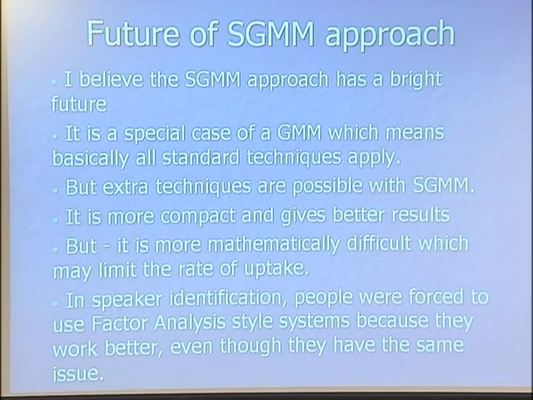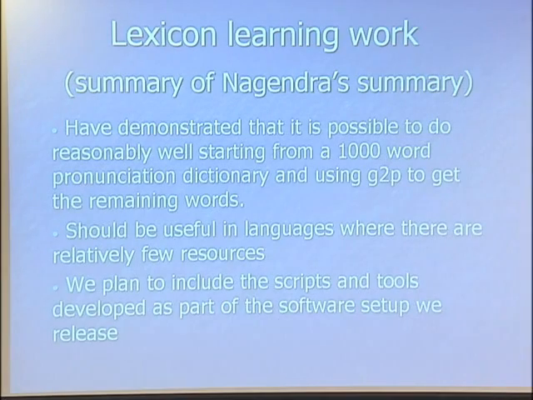Now it is harder mathematically. There's more equations, so that will tend to limit the speed of uptake. But I think that it's possible that people will start using it widely. That's certainly my hope. So I just want to summarize Nagendra's summary. I don't want to give the impression that this is the summary of everything Nagendra has done, because I'm not the right person to summarize that.